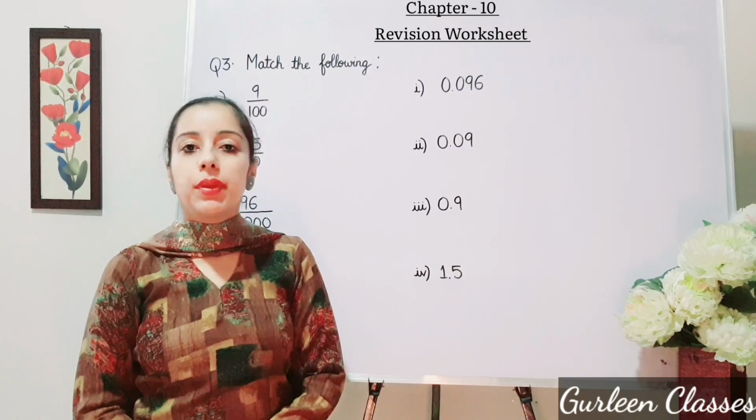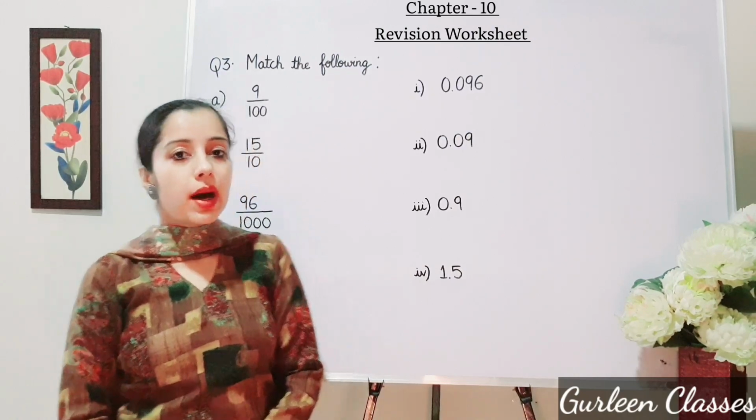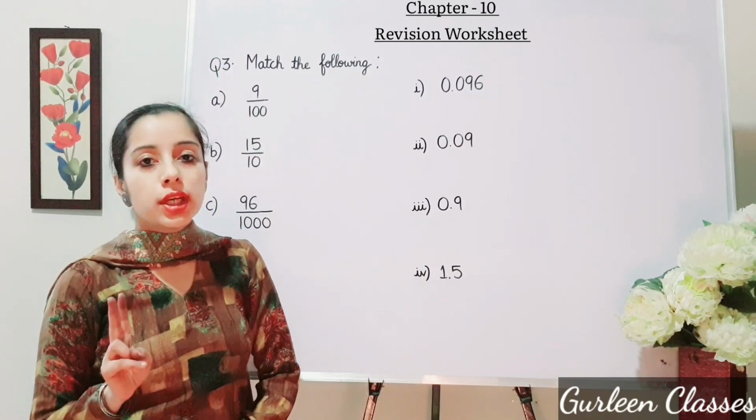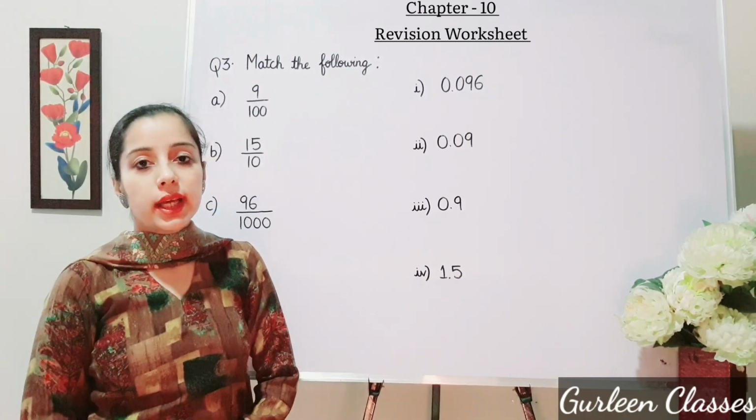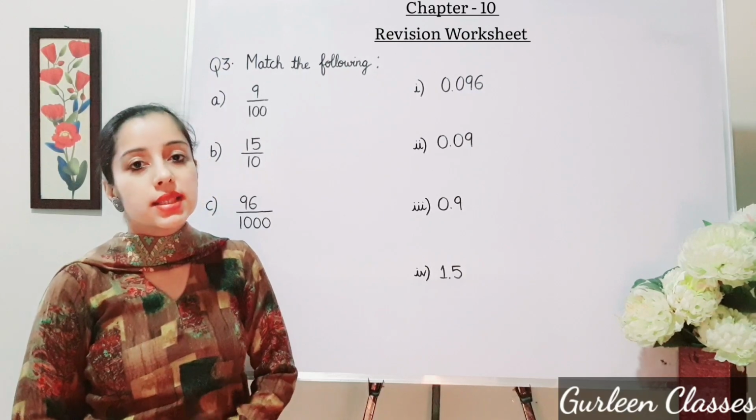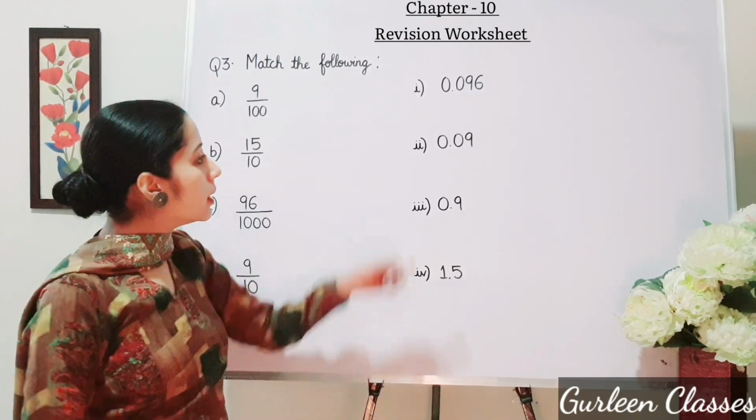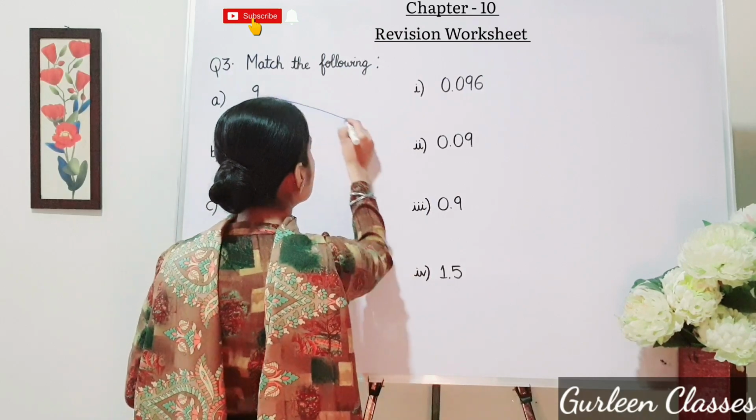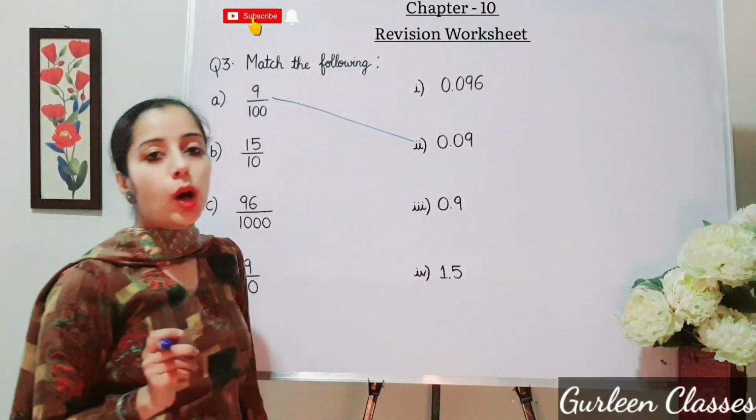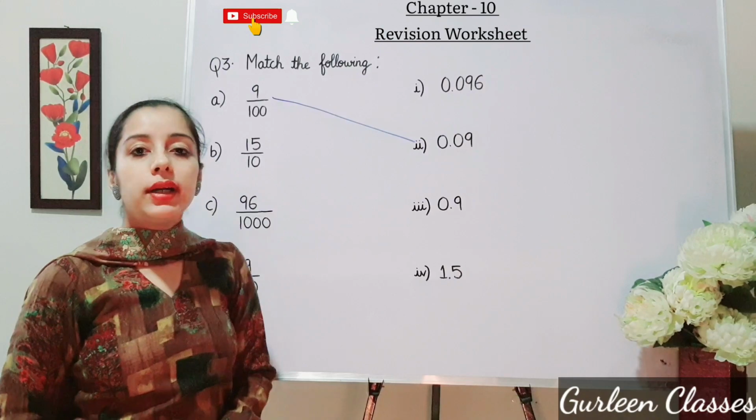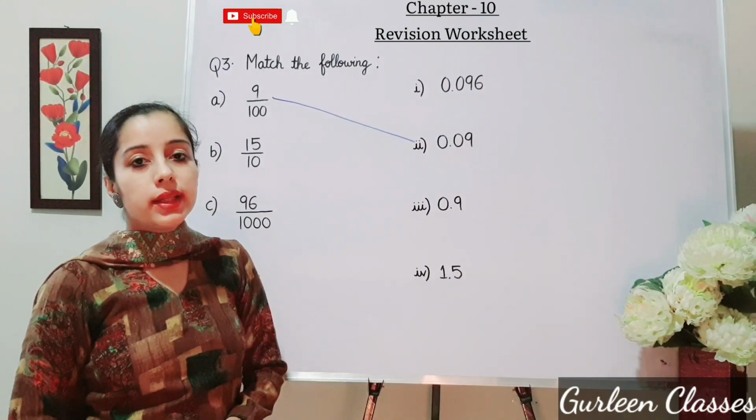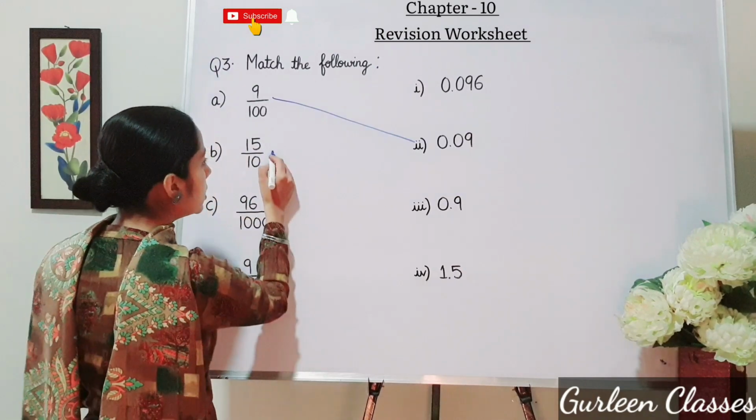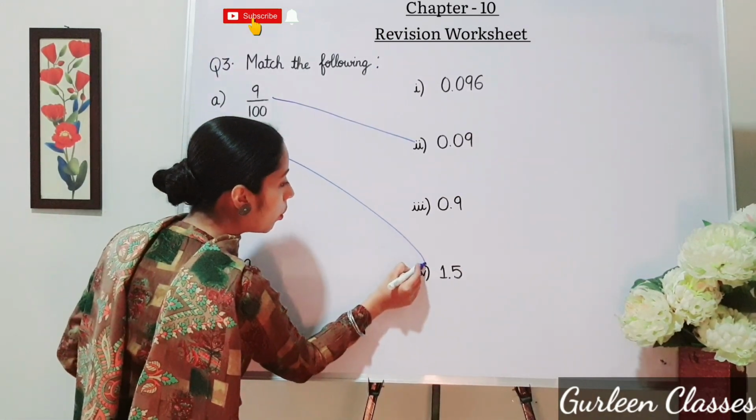Question number 3. Match the following. A bar, 9 upon 100. In the denominator there are 2 zeros, so after the decimal point there will be 2 digits. That is 0.09. So where is 0.09? It is here. So let us match this with second. Now B bar, 15 upon 10. After the decimal point there should be 1 digit, so it will be 1.5. So match this with 4.